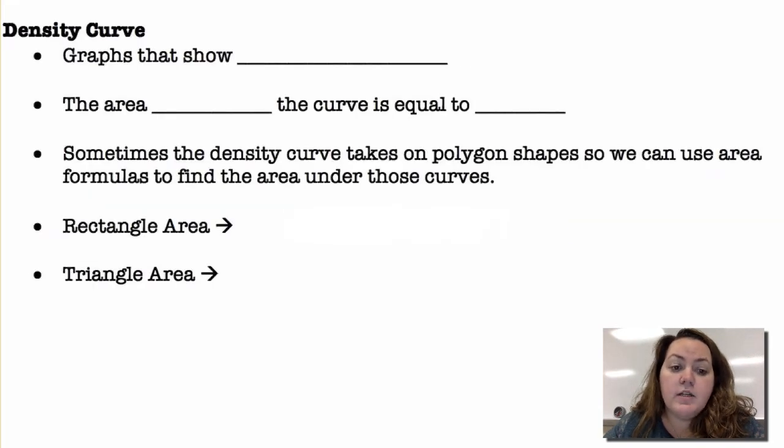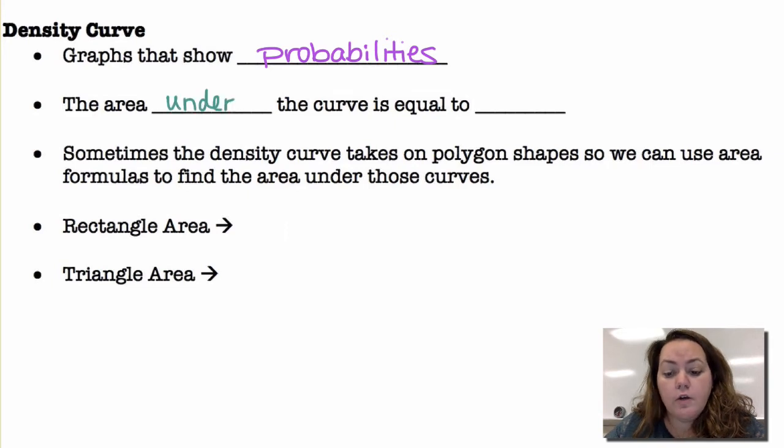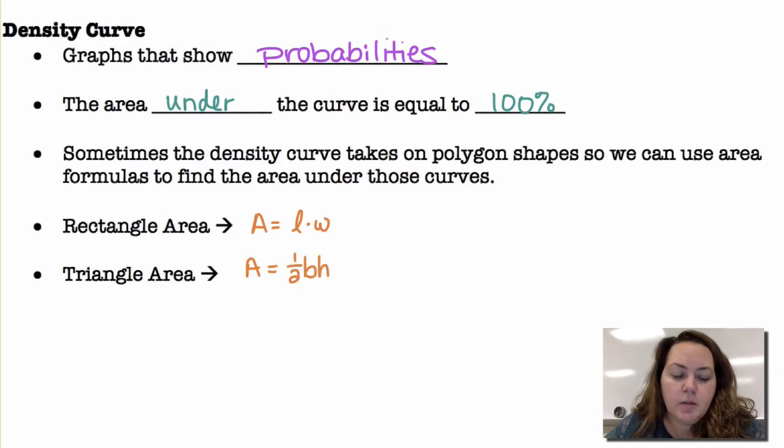A density curve is a graph that shows probabilities. The area under the curve is equal to 100% or one whole. Sometimes the density curves take on polygon shapes, so we can use the area formulas to find the area under those curves. A rectangle is length times width, a triangle is 1/2 base times height. You can use other ones depending on the shapes that you have. If you have that kind of curve, like the first picture we drew, that was more of a normal curve, and we'll learn about those in the next unit and how to find the area under those curves.